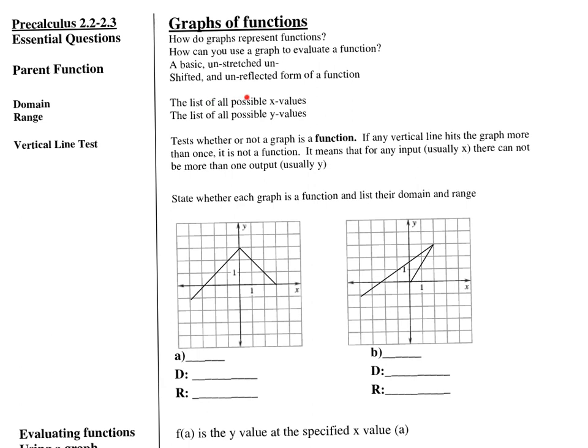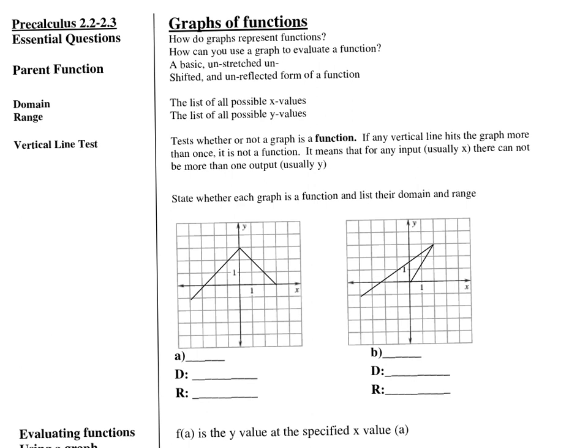So domain is the list of all possible x values, and the range is the list of all possible y values. And then the vertical line test tests whether or not a graph is a function. If any vertical line hits the graph more than once, it is not a function. It means that for any input, usually x, there cannot be more than one output, which is usually y.